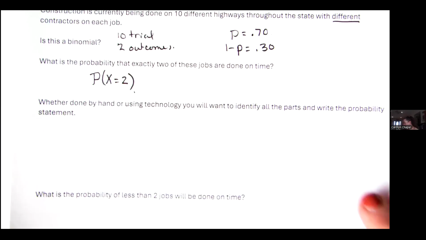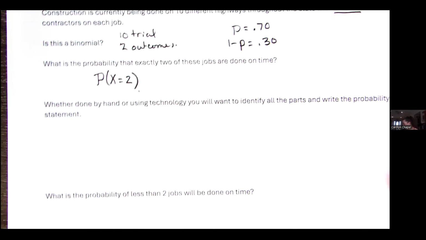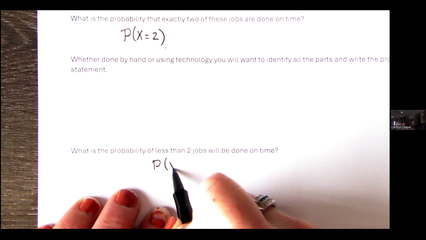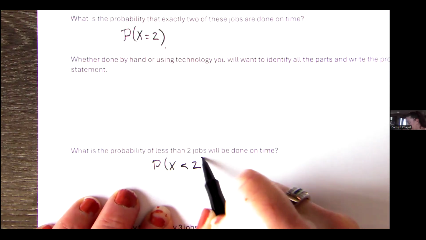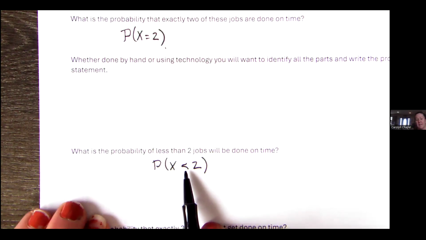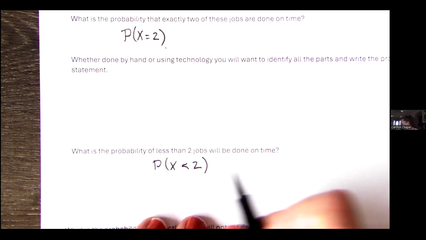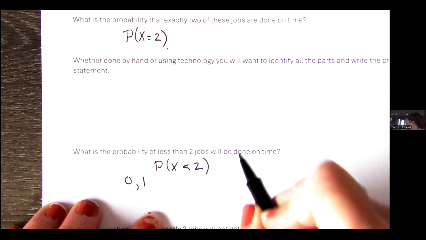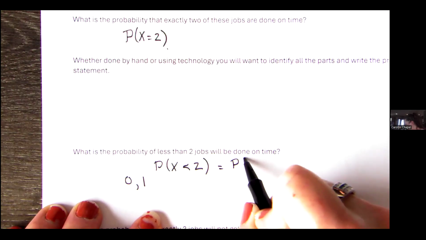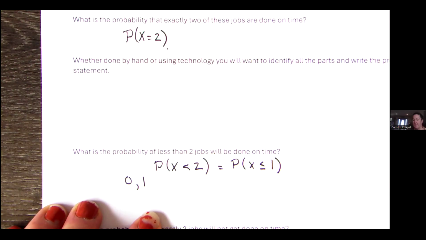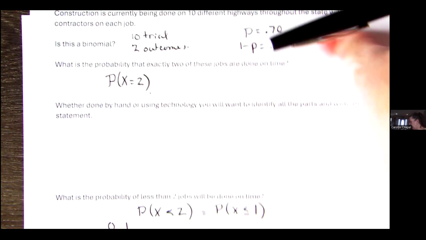What is the probability that less than 2 of these jobs are done on time? That's the probability of X less than 2. Now if you remember our technology, we didn't have a strict less than button. So if you think about less than 2, that is going to be our 0 and our 1. So we're going to rewrite this as the probability of X less than or equal to 1.